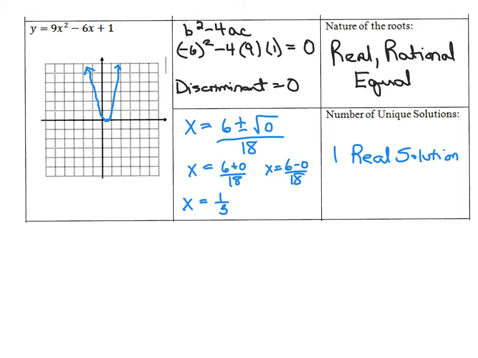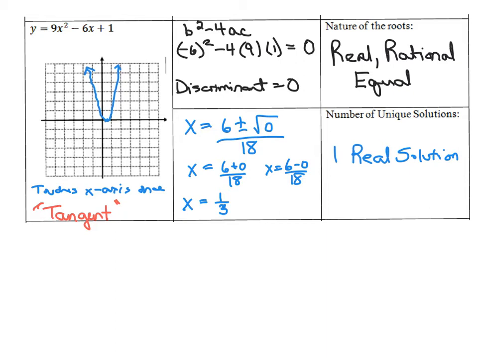And I see that my graph touches the x-axis only once. And the one place it touches is my root 1/3. There's a name for that when I touch the x-axis once. It is called tangent to the x-axis. Tangent means touches in one spot.